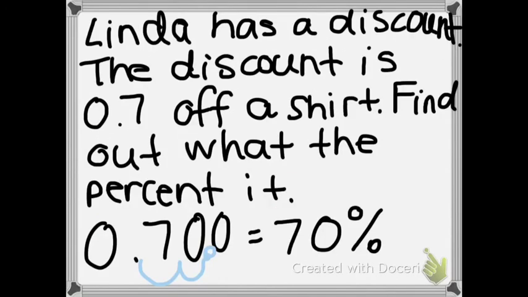Linda has a discount. The discount is 0.7 off a shirt. Find out the percent of it. So it's 0.700. You move the decimal point over 2 places, then drop the 0 so that it's 70%.